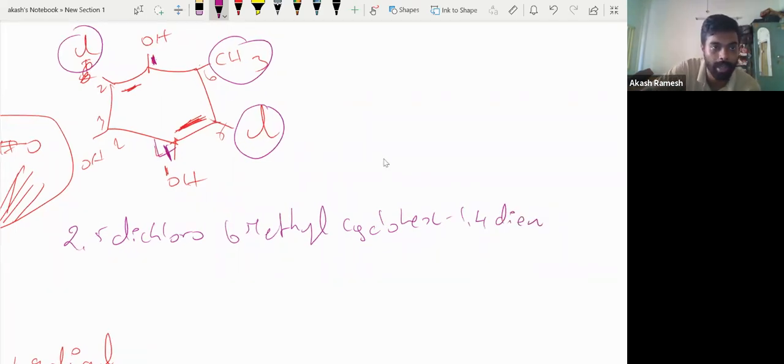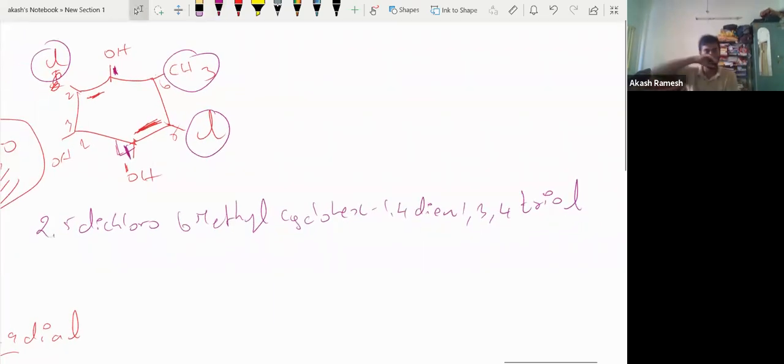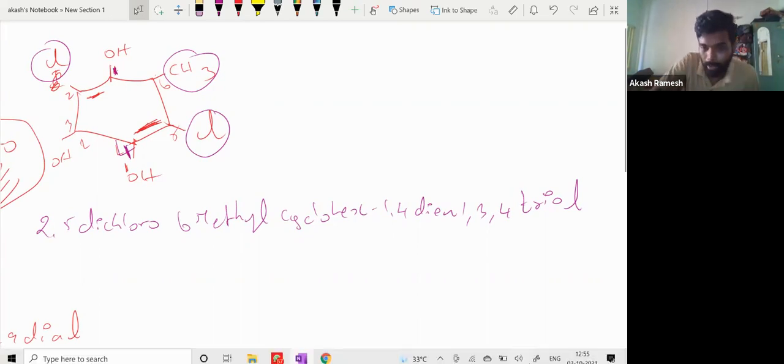Alcohol, where all is it? 1, 3, and 4, right? So 1,3,4-triol. That's it. This would have been the name of this compound. Okay, right? Easy.